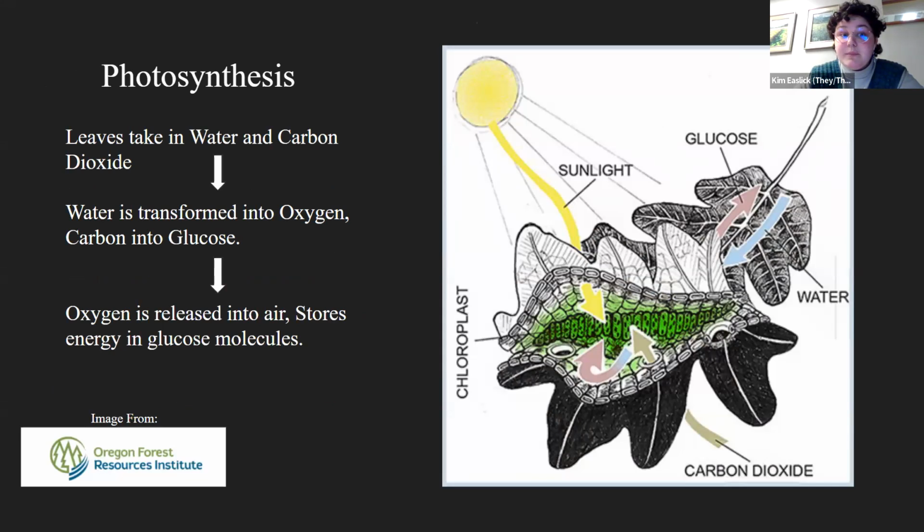And to go into a bit more depth on photosynthesis, as well as provide a general review, plants take in water, carbon dioxide, and sunlight. The water is then transformed into oxygen, carbon into glucose or sugar, and oxygen is released into the air, storing energy in glucose molecules. The diagram on the right demonstrates the process of photosynthesis for the leaf.